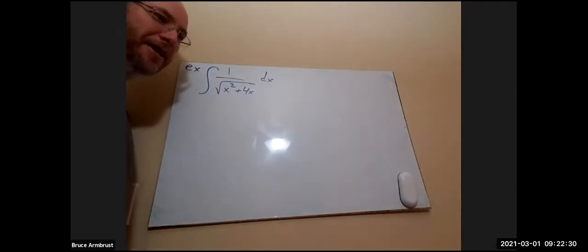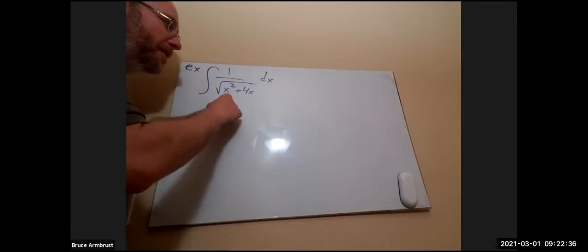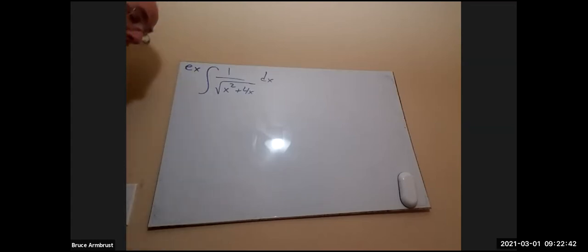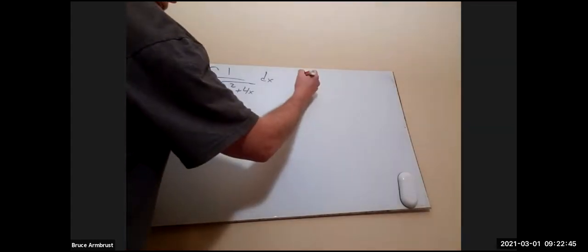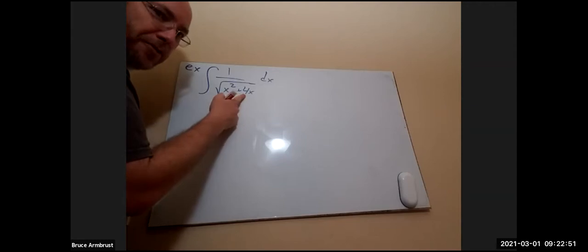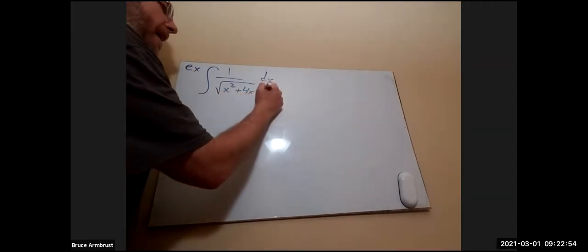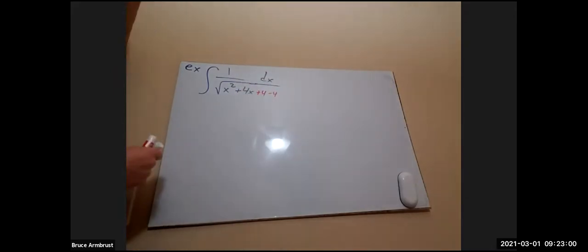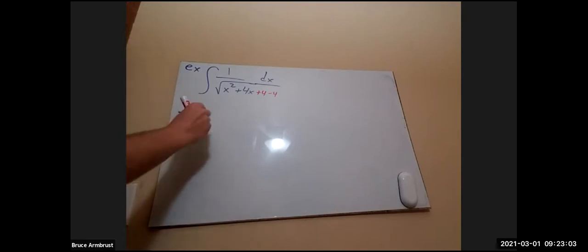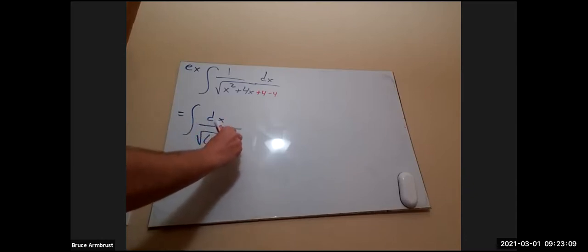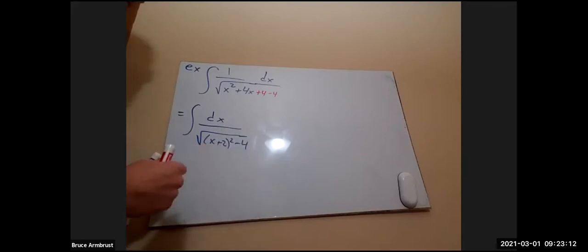All right, well, this is where you're going to hate me a little bit. We're going to complete the square. Let's complete the square on the x squared plus 4x. And you'll see that it turns into a form where trig sub will work. So if we've got x squared plus 4x, we need to take 4 and divide it by 2, square it, 4. So I'm going to add 4 and I'm going to subtract 4 at the same time. So this turns into the integral of dx over the square root of x plus 2 squared minus 4.